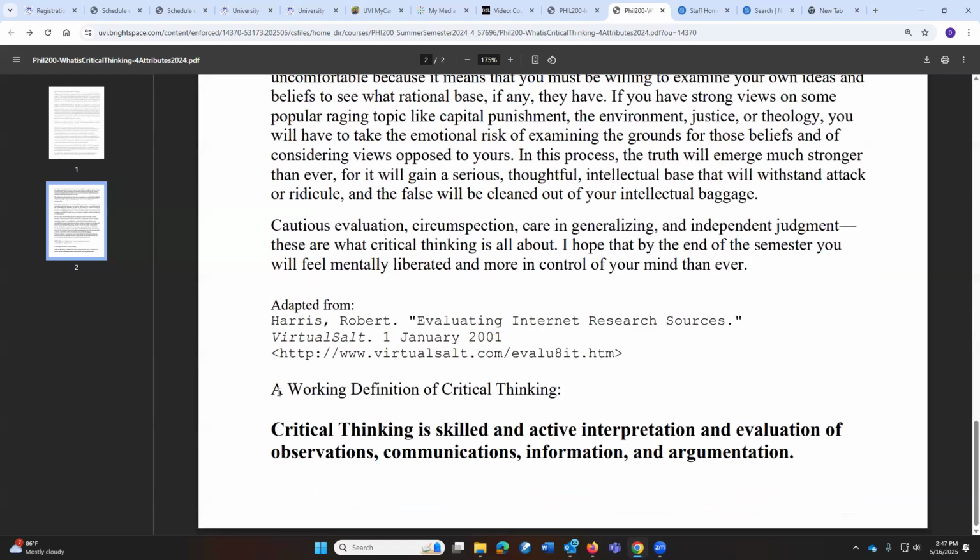Now, finally, our working definition of critical thinking. What is critical thinking? This is what it is. Critical thinking is skilled and active. So it's a particular way of doing something in a very active way. All right. I have to get on top of it and do it and exert energy. Interpretation and evaluation. So I'm interpreting the information and evaluating and putting it together to make sense of what? Observations, communications, information, and argumentation. That is what critical thinking is, and that is what we're talking about in this class.